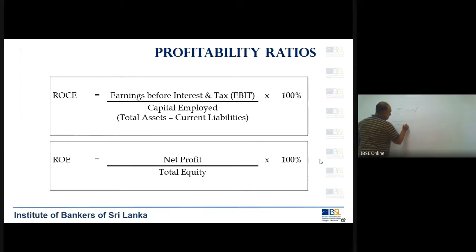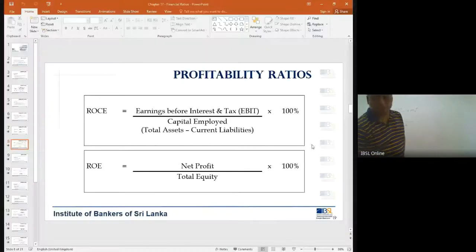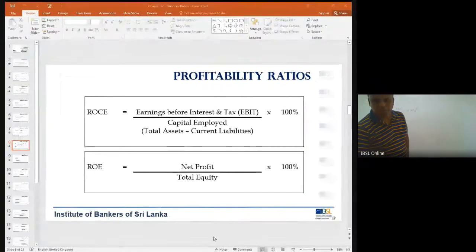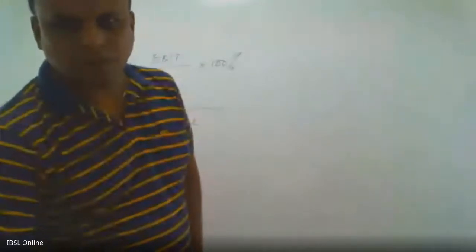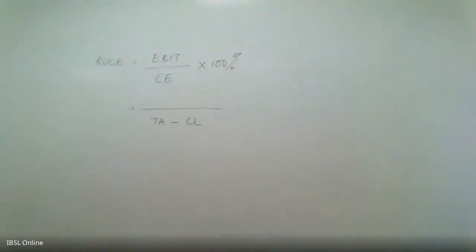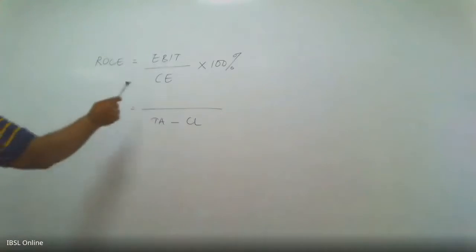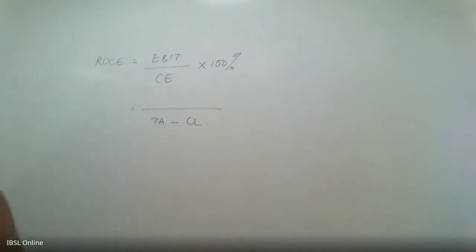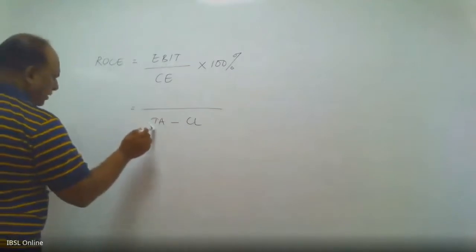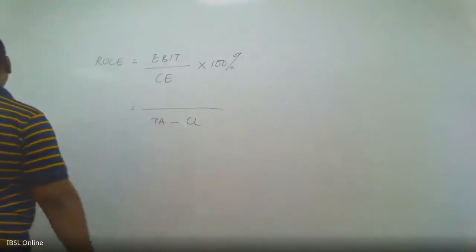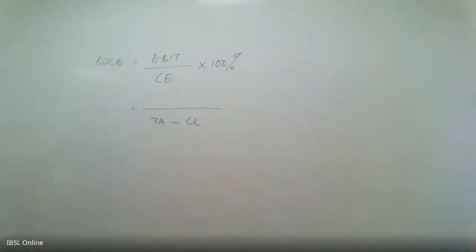Let me explain it again on the board because it's very important. This is what return on capital employed is: EBIT, earnings before interest and tax, and then you have capital employed. Capital employed is very straightforward from your financial statement, where you take the total assets and deduct the current liabilities.